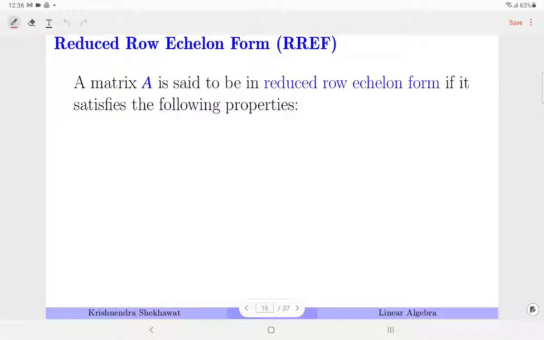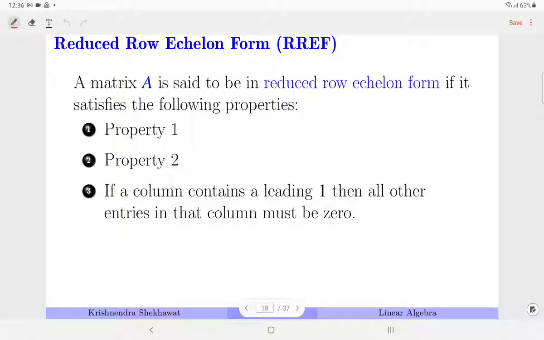So a matrix is said to be in RREF, reduced row echelon form, if the first two conditions hold, which means from REF we are now moving to RREF. Along with that, the third condition says that in the pivot column, all the entries above and below the pivot entries must be equal to 0. So 0 1 0 0, below it must be 0 and above it must be 0 if there are entries above and below it. Then we say that the matrix is in RREF.